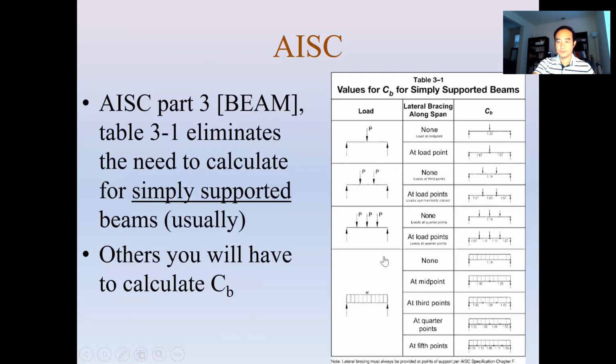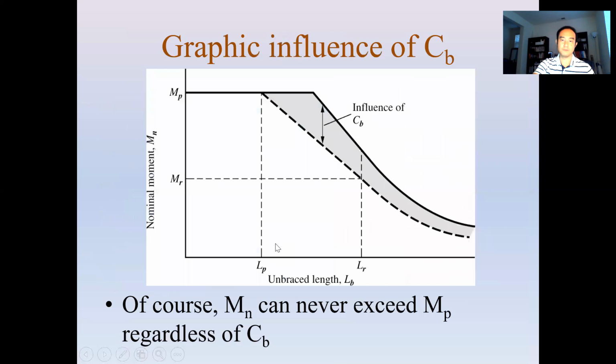Here we have a uniformly distributed load with intensity W. What if we have 0 lateral support? Then the C sub B value is 1.14. What if we have 1 lateral support, a brace in the middle? Then 1.3, and so on. This is how we can read the table, and we're going to use the values from this table, not from the equation.